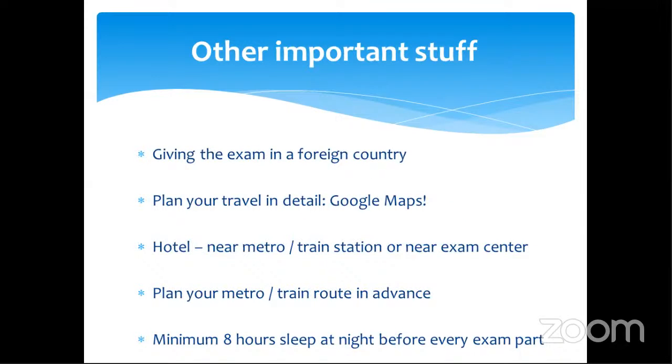Other important things: all these FRCR exams you have to give in a foreign country. Because of that, you have to go there and acclimatize yourself to foreign conditions. So it's always good to plan your travel in detail. Use Google Maps a lot. It's best if you pick a hotel which is near a metro or a train station, or near the exam center. It's good if you plan out your route completely from the hotel up to the exam center, and plan all this before you board the flight to reach the exam country.